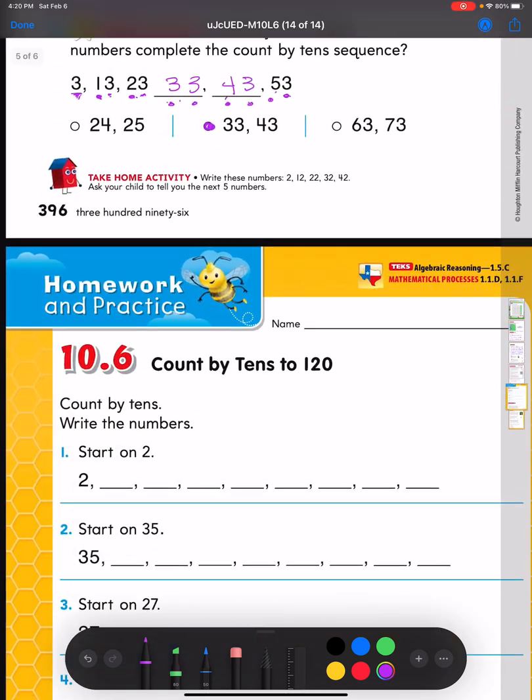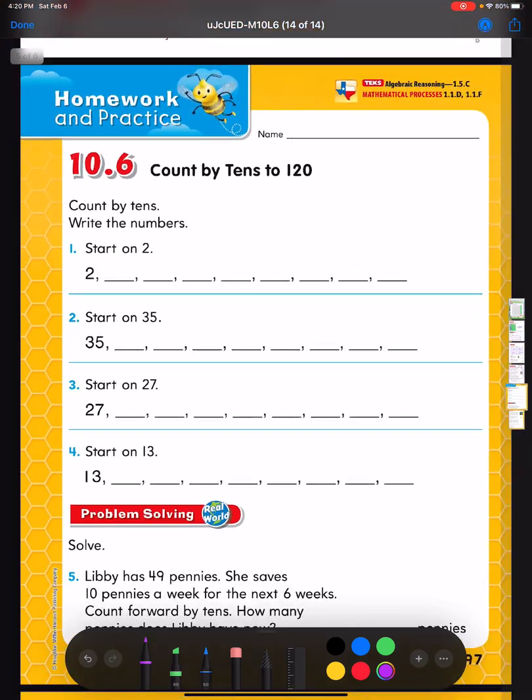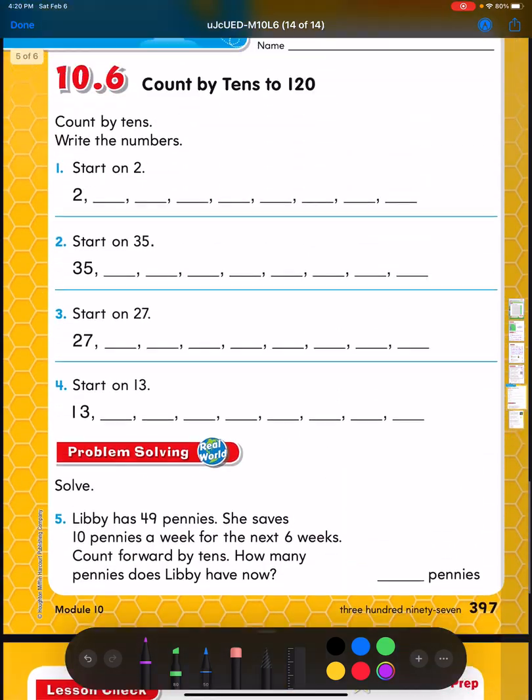All right, your job is to do your yellow math homework page front and back and submit it to Google Classroom.